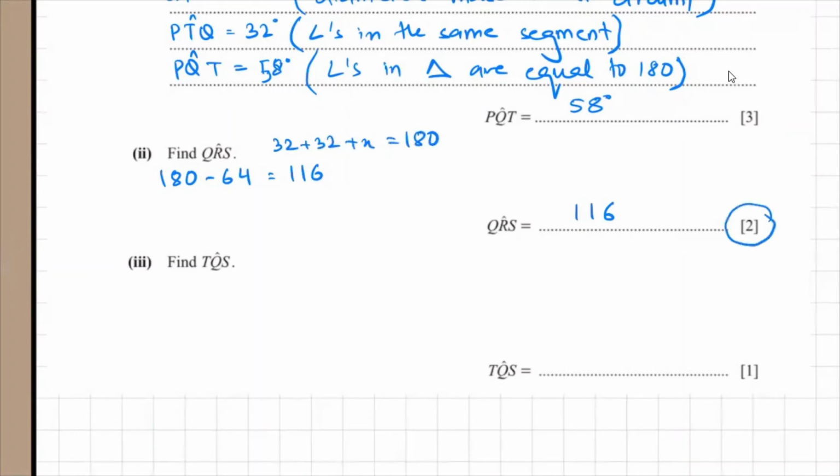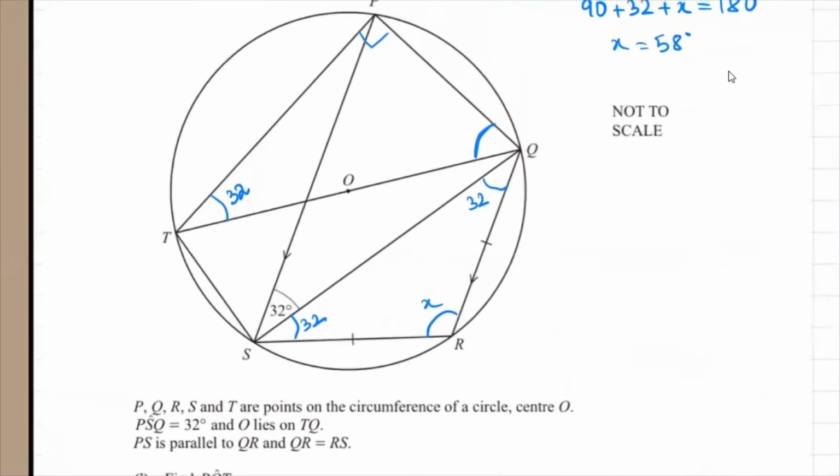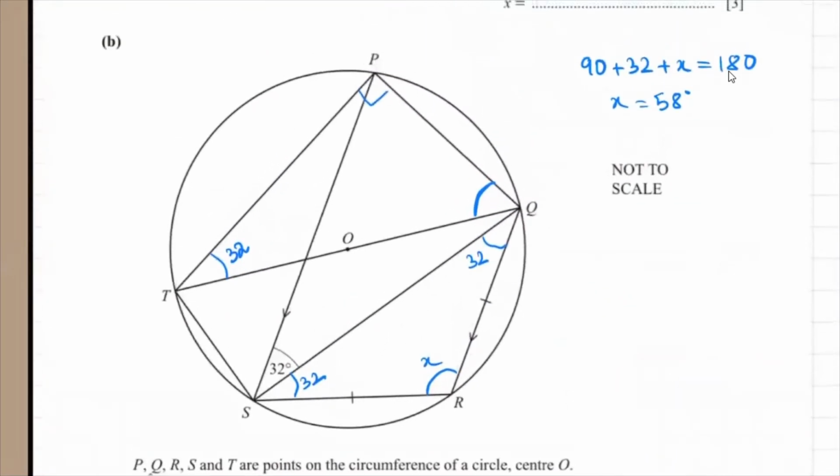All right, find TQS. Where is TQS? T is here, Q is here, and S is over here. So I have to look at this triangle now, and TQS is over here. This is what I have to find out. How about we use something else this time? So I want to use this property where the angles in a quadrilateral are equal to 360 degrees. The sum of angles in a quadrilateral is equal to 360 degrees.